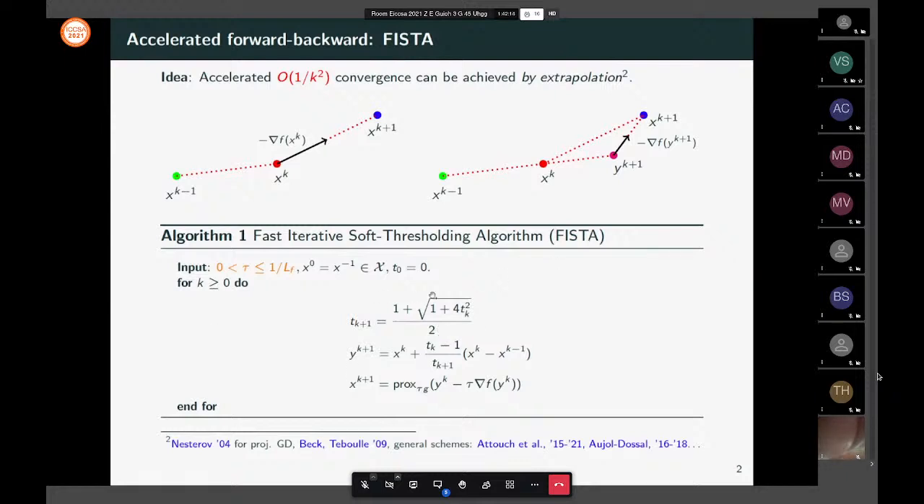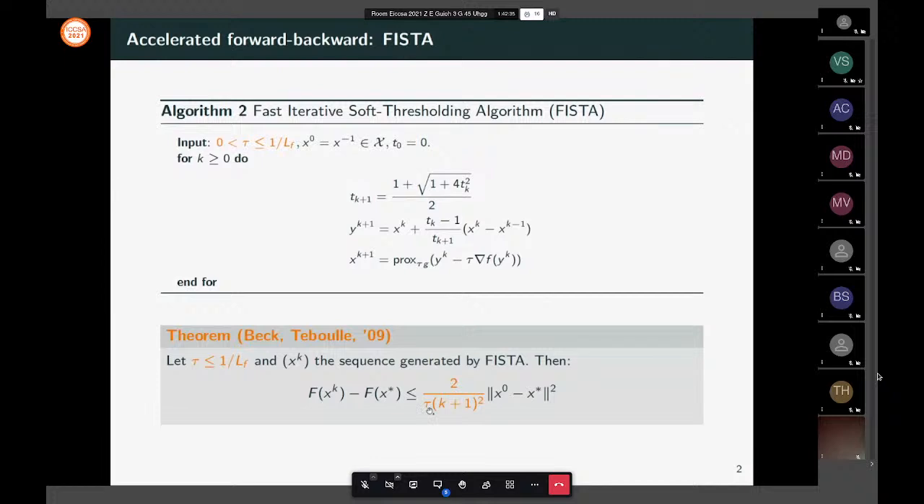So the idea is how to define this extrapolated point in a suitable way, and there are some standard rules for that. In the case of smooth optimization, for accelerated gradient descent, previous work was done by Nesterov, and it can be easily extended to the case of non-smooth optimization. Through an explicit computation of your extrapolated points, you get an improved convergence result, where the speed of convergence in function values is of the order of 1/k squared, which is faster.